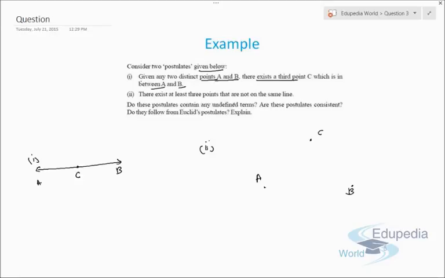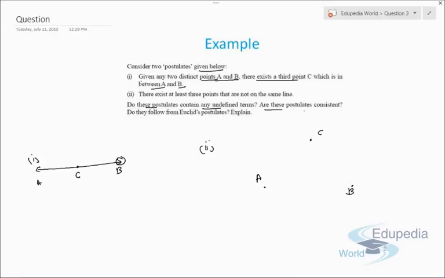Now there are several undefined terms. We can say that a point has dimensions which are never defined, and a line can be extended indefinitely to any length. So there are a lot of undefined terms which we can actually list, as we have discussed in the previous videos also.